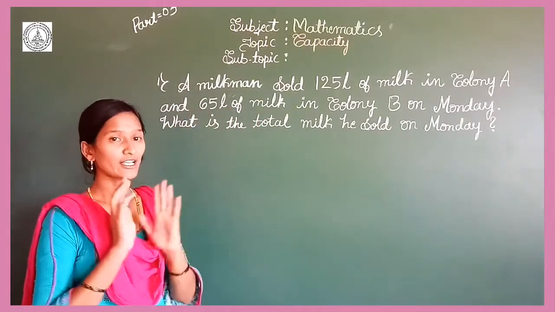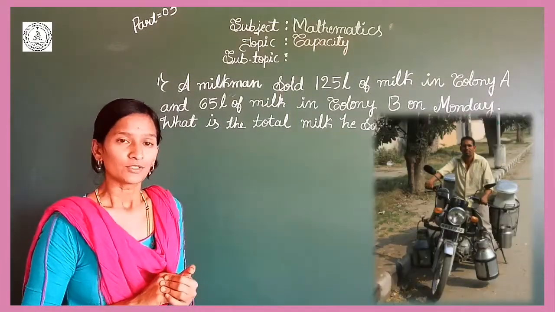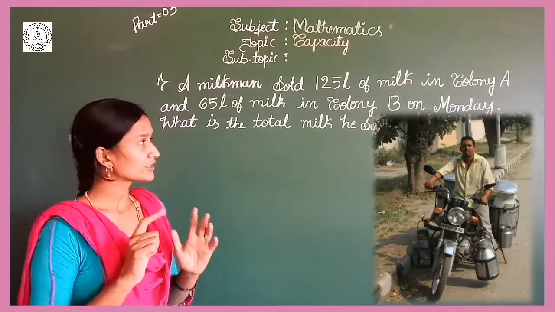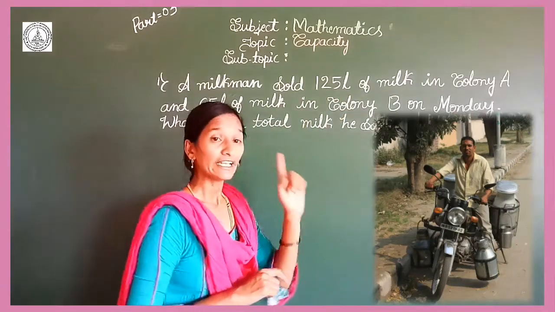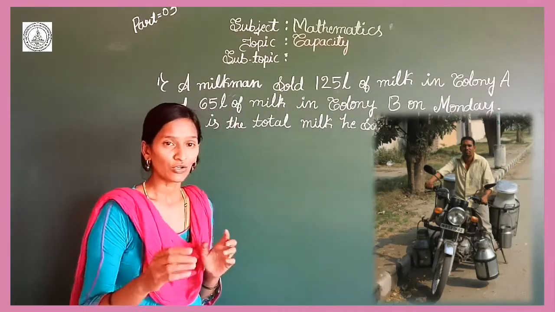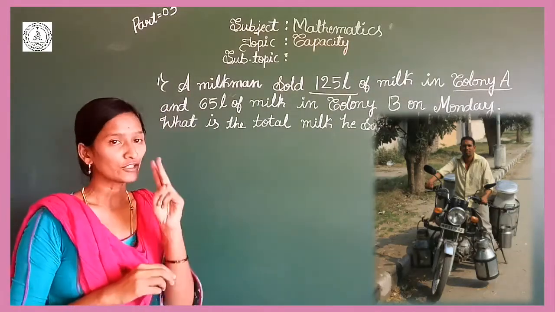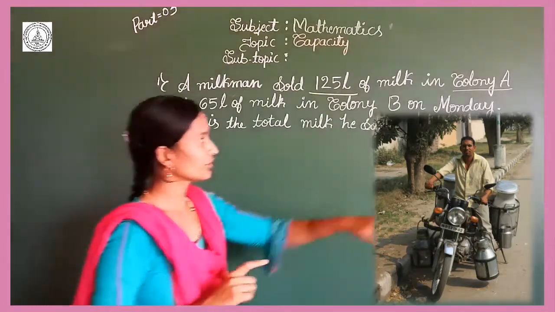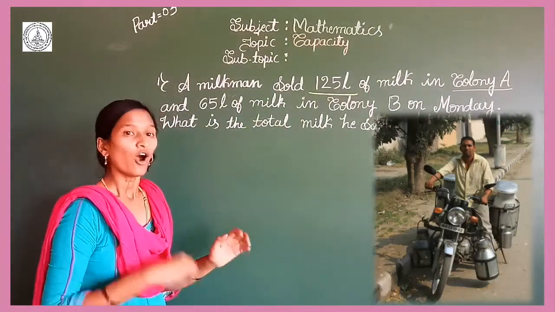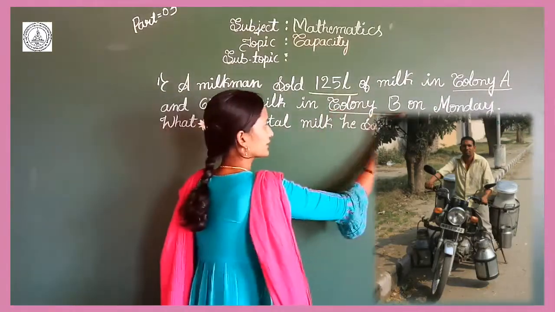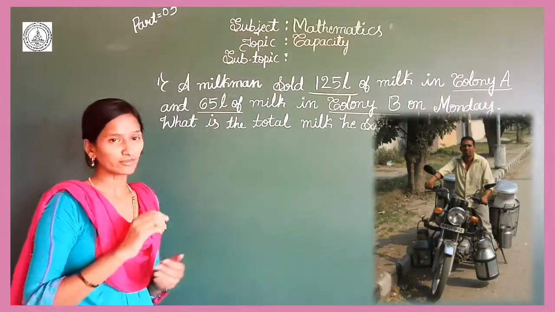Students, so this is a story about a milkman. Okay, once he went to sold a milk, right? So students, look here. So the milkman sold 125 liter of milk in colony A. Yes, colony means in Kannada it is Oni, right? On Monday he sold milk for 2 colonies. At first the colony A. In colony A he sold 125 liter of milk. After that in colony B. See, here is a colony B, right? So in colony B he sold 65 liter of milk.